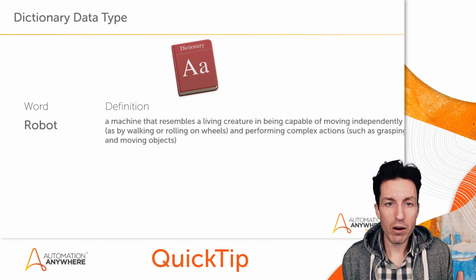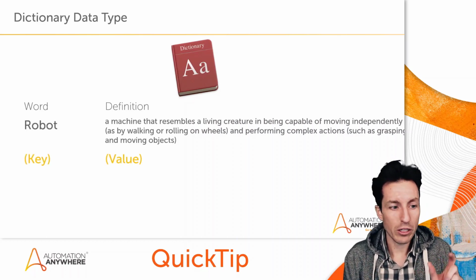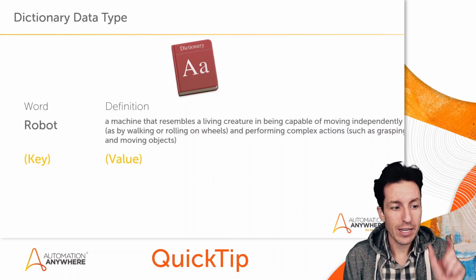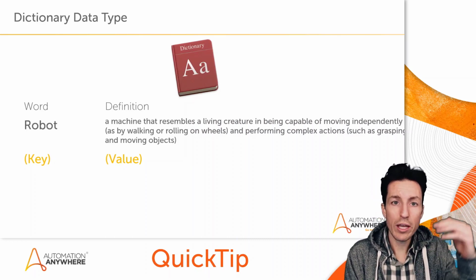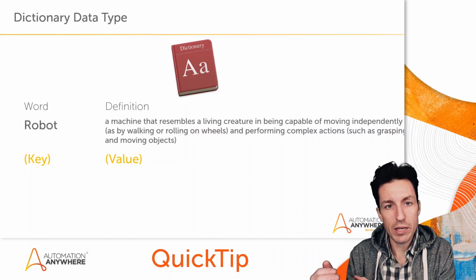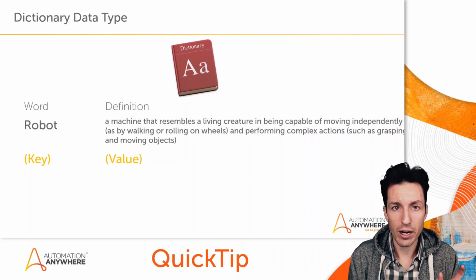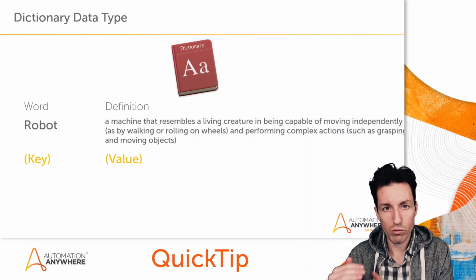When we compare that to the dictionary variable type, we want to look at two different values here, and it's really a key and a value. The key in this example would be robot, and that's what I'm looking up in the dictionary. The value is what's being returned to me that's associated with that key. The value is what I was ultimately getting at, which is the definition of the word robot.